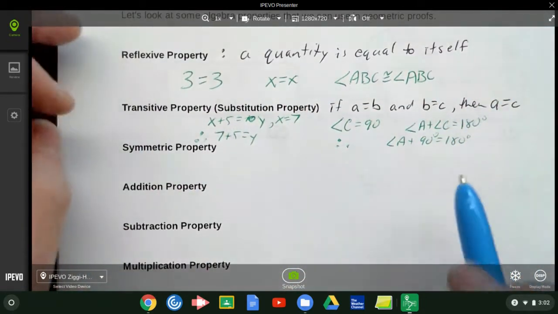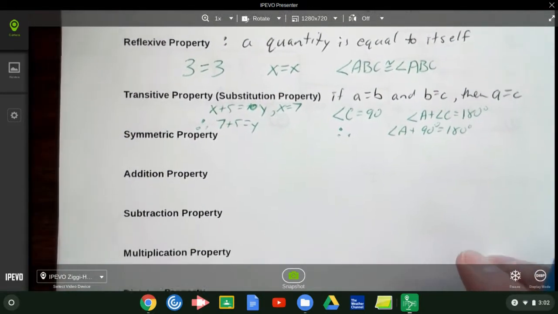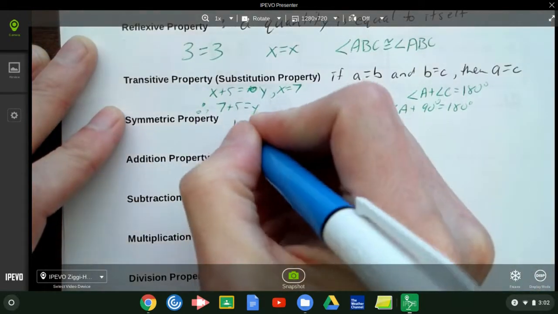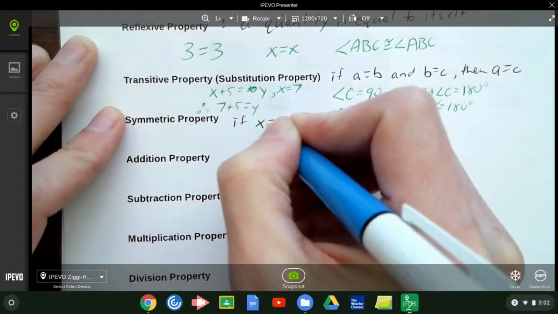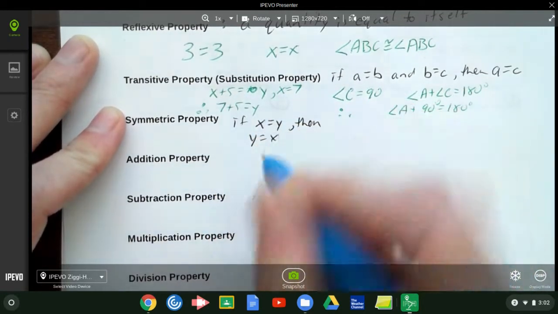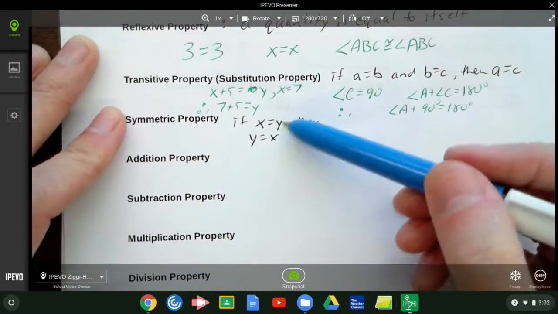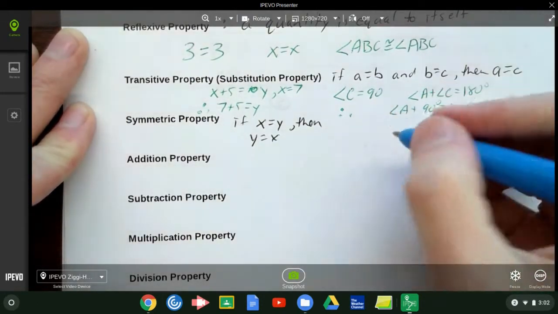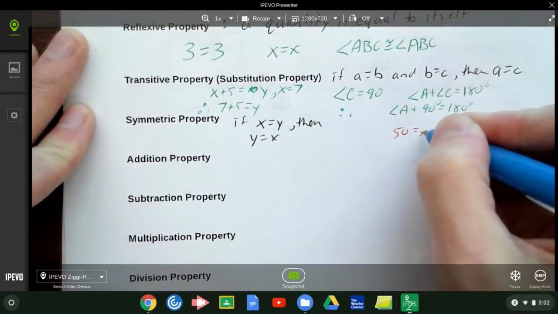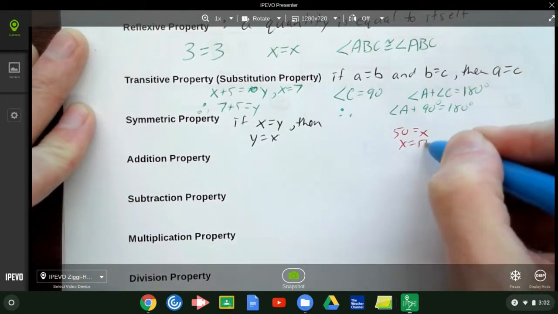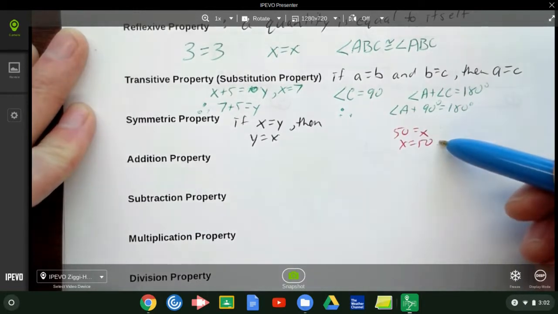Okay? Symmetric property, we don't use the symmetric property too often. But it basically says if x equals y, then y equals x. It's what allows us to switch our answers. Back when you were in algebra, sometimes you got an answer like 50 equals x, and then your teacher might write, oh, but x equals 50. Those statements say the same thing.